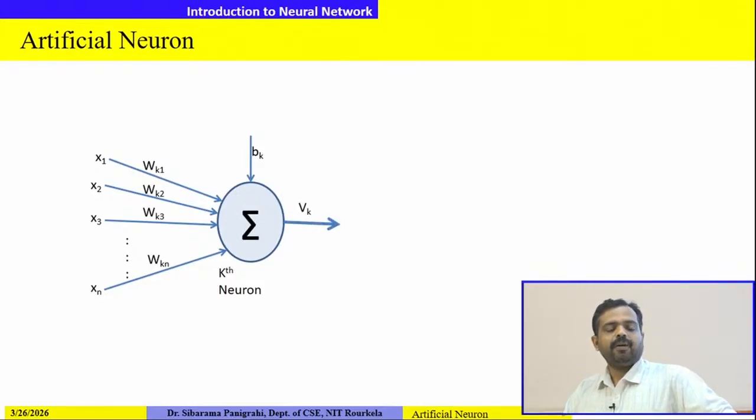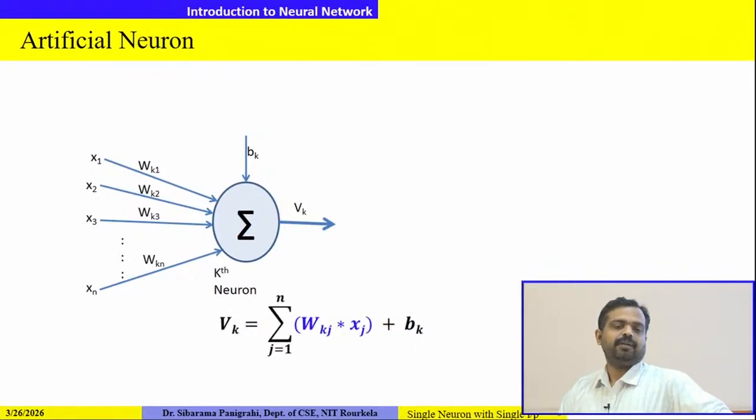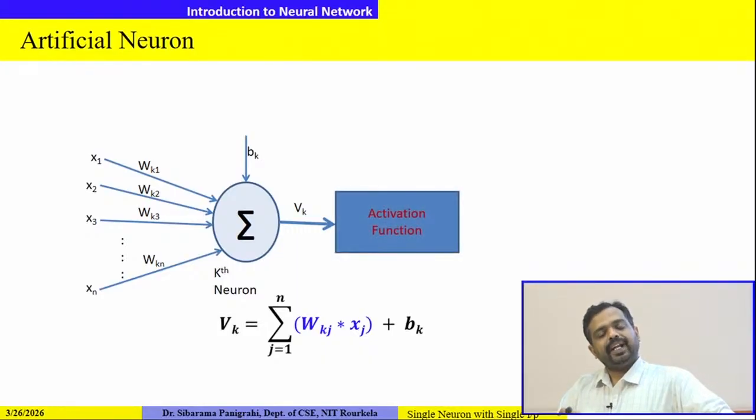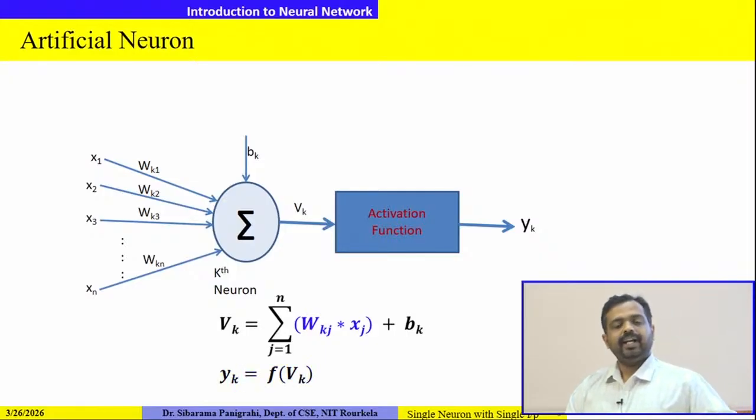Then what we will do? We will compute the weighted summation of inputs, that is w1 x1 plus w2 x2 plus wn xn plus bias, and I can denote this using a summation notation, that is nothing but summation of j equal to 1 to n, wkj into xj, plus bk. Then we will pass it through an activation function to get the output. So, yk is nothing but f of vk, where f is any function. Usually the function should be differentiable if we are going to use gradient descent to train our neural network. We will see more on that in the coming lectures.